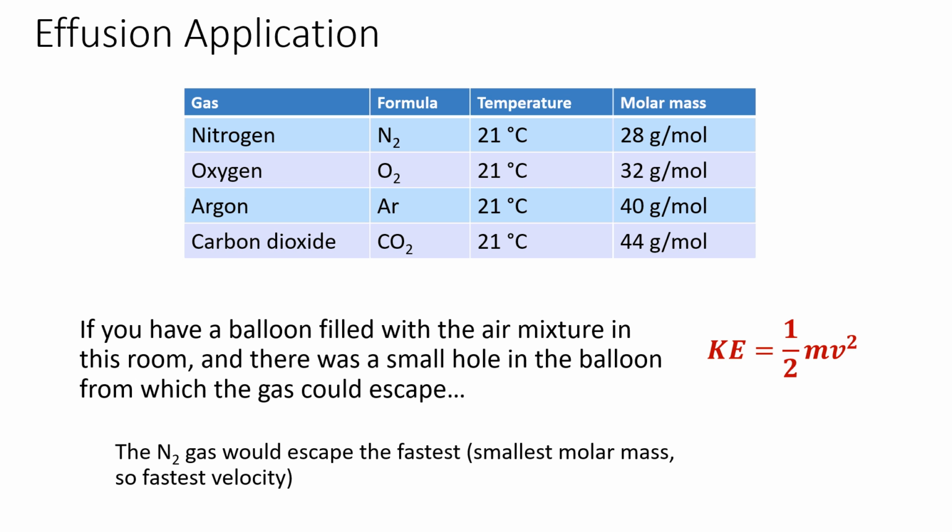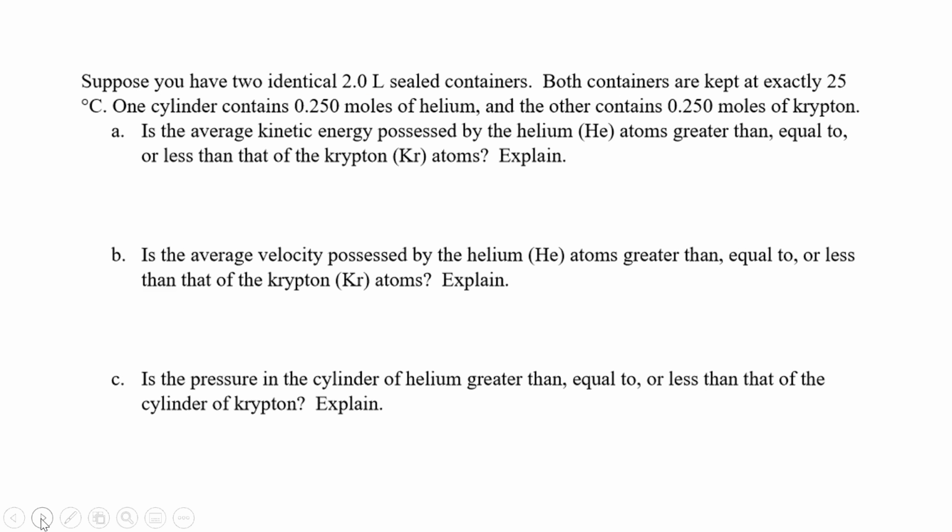And so you could make some predictions like, oh, I think that the relative amount of nitrogen is going to decrease faster than the other ones because it's going to leave the balloon faster because it's traveling faster. So that's an example of an effusion application. So let's look at a couple of practice problems here.